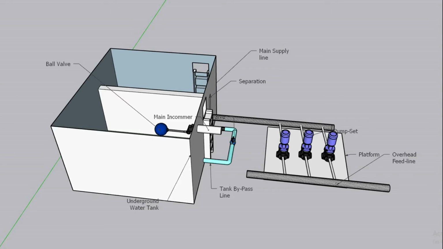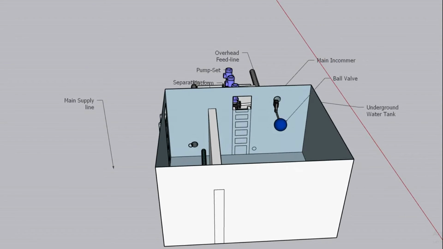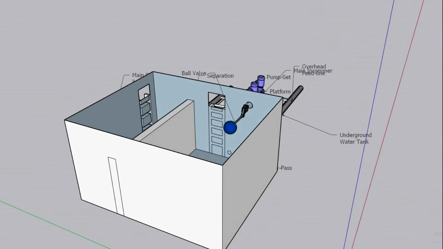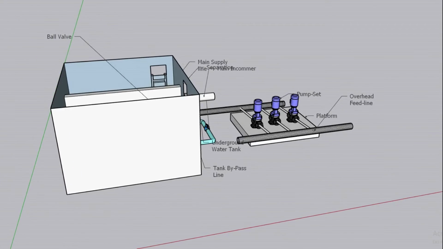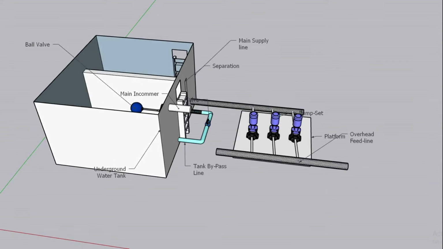Anyways, so moving on, if you can see here, there is a separation here. An underground water tank usually is not only for domestic water. It has 2 purposes: the domestic water and to supply the building in case of fire with water. So the underground water tank is also connected to fire pumps, which are not shown here because we're going to discuss this in later videos, inshallah.